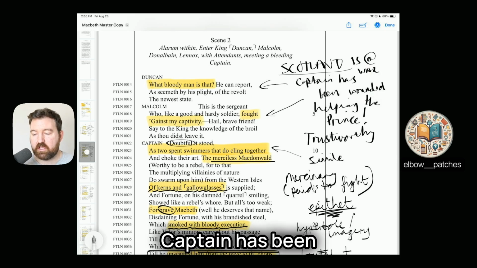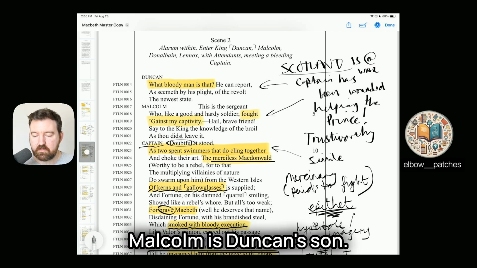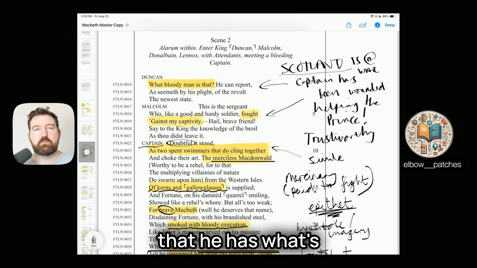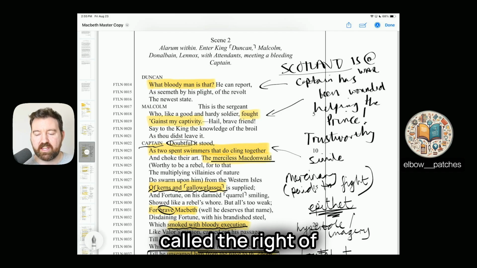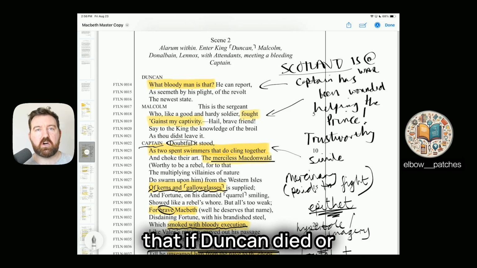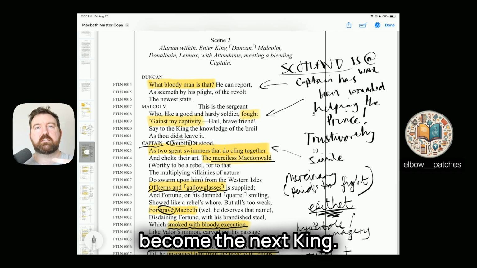So we know that the captain has been wounded because he comes in and he's the one that Duncan was speaking about. Malcolm is Duncan's son. He is the oldest son of Duncan, which means that he has what's called the right of primogeniture, which is just a fancy way of saying that if Duncan died or anything happened to him, Malcolm would have the right to become the next king, okay?